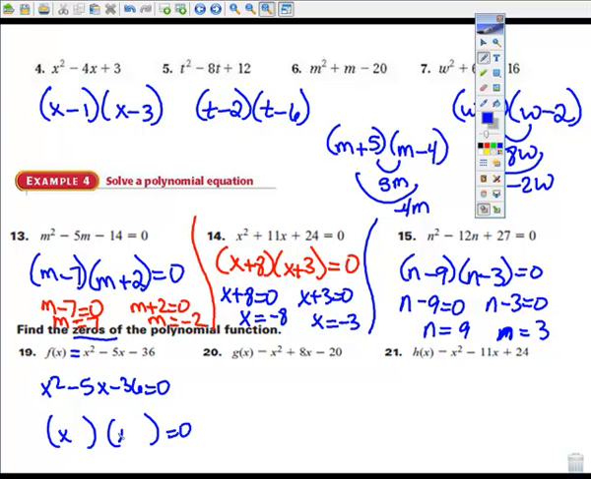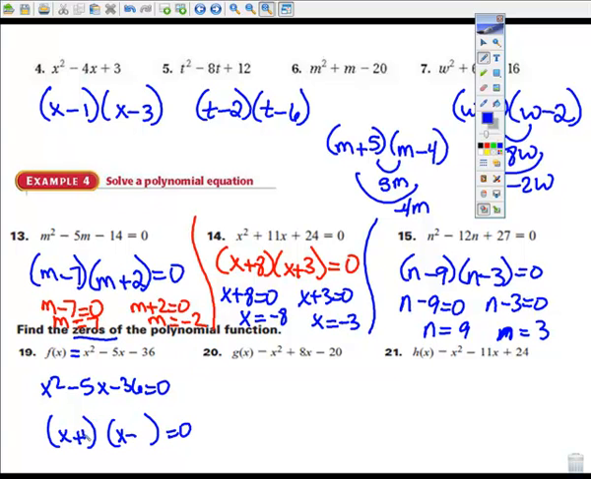So x and x, I have to have a positive and a negative to get the 36, and I need these to differ by 5. So this might take a little bit more time. I know I have a 1 and 36, that doesn't differ by 5. I have a 2 and 18, that doesn't work. 3 and 12 doesn't work. 4 and 9. Okay, 4 and 9 work.